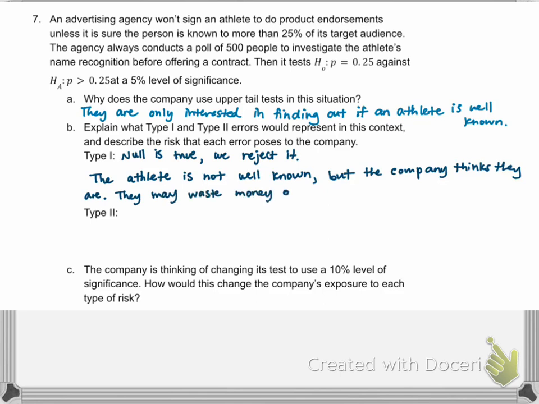The question is also asking me to talk about the risk that this error poses to the company. And so the risk here is that they waste money on the endorsement of paying for an athlete that's not going to sell their product well, not have that recognition.